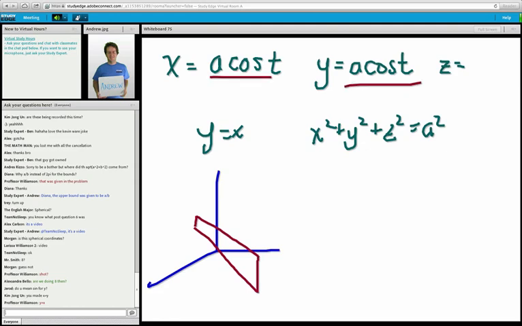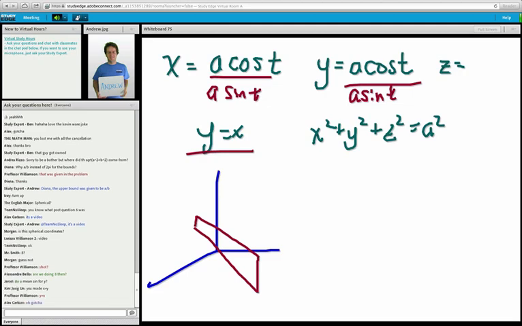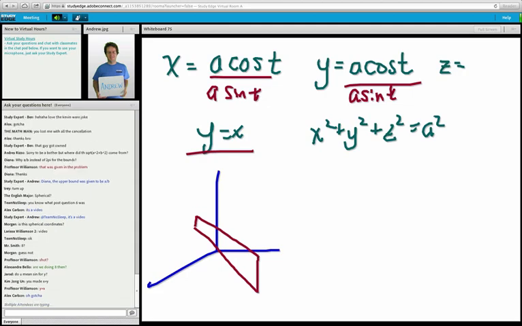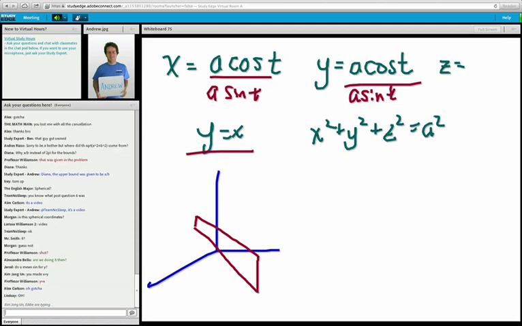I do mean this. You could also use a sine t and a sine t here. But what's important is that because you want to be on the plane y equals x, whatever you choose for x, you must also choose for y, because y equals x. You can use a sine t, or you can use a cosine t, a cosine t. But whatever you choose, it's got to be the same.